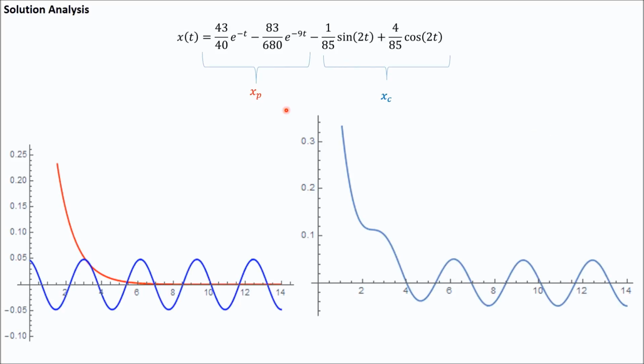Another word for this solution is it's also called the transient solution, and this is called the steady periodic solution. This one's steady, it's periodic and does the same thing forever, and this solution is transient, meaning that it goes away after a short time. In the long term, the solution is a sine wave.